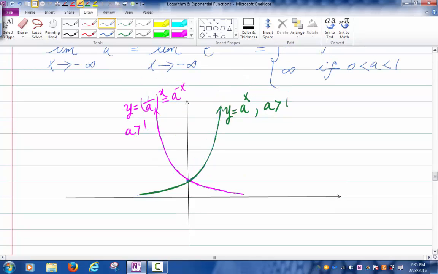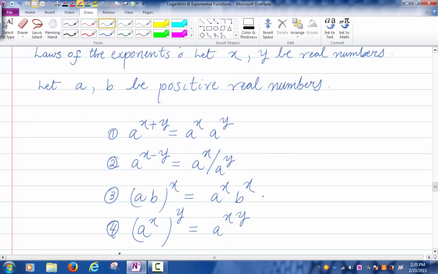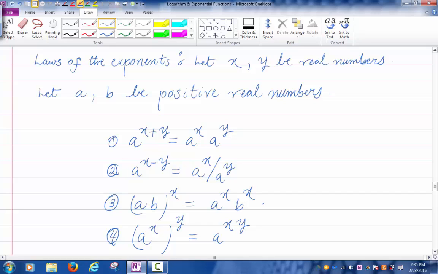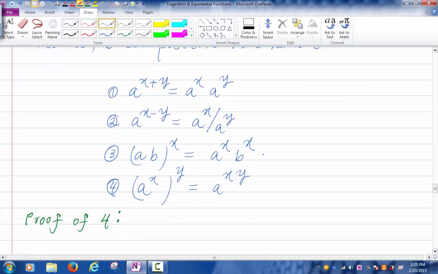Now I understand the a to the x function, right? What now? The laws of the exponents. Here, x and y are any real numbers, and a and b are positive real numbers. What are the properties of the exponents? a to the x plus y is a to the x times a to the y. a to the x minus y is a to the x over a to the y. (ab) to the power x is a to the x, b to the x. (a to the x) to the y is a to the xy. Is everybody clear?